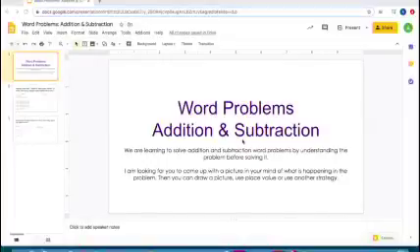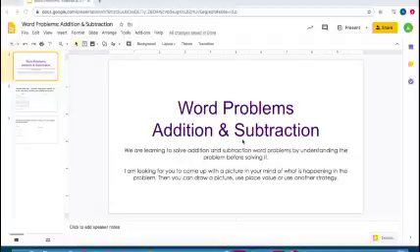This week for math, we are focusing on solving word problems, specifically problems with addition and subtraction. So we're learning to solve addition and subtraction word problems by understanding the problem before we solve it. I'm looking for you to come up with a picture in your mind of what's happening in the problem, and then you can draw a picture or use a place value strategy or another strategy that we've learned in class to help you solve it.